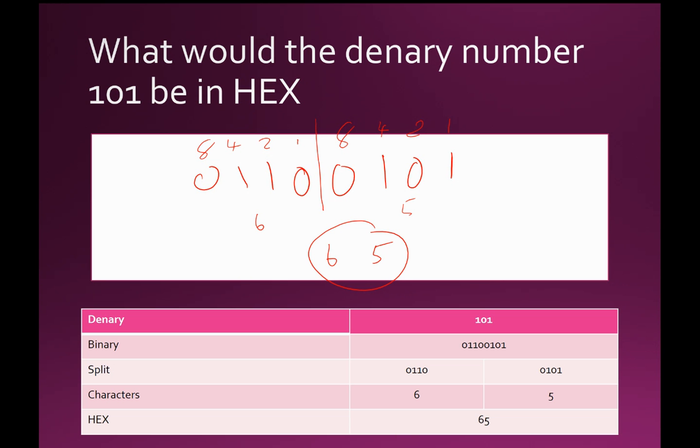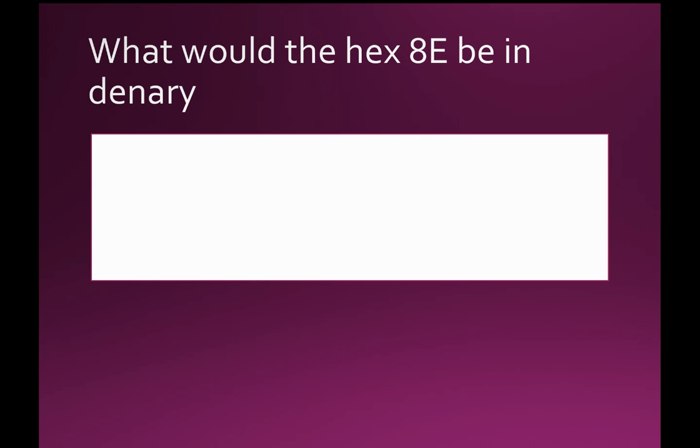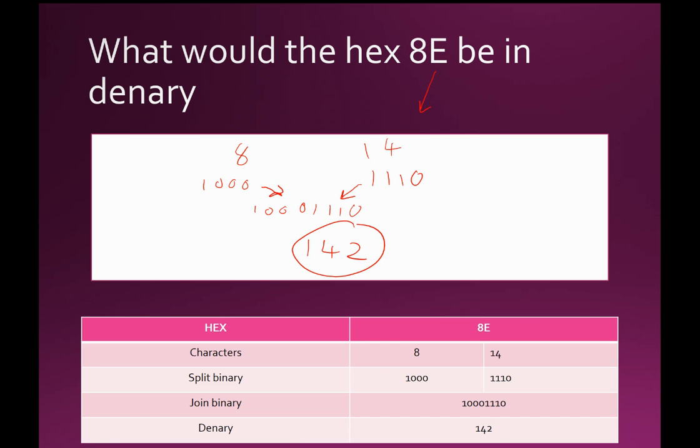What if we were doing the reverse? What would 8E be in denary? So I've got 8 is the 8th character. E is the 14th character. So if I do those in binary, 8 is 1, 0, 0, 0. 14 is 1, 1, 1, 0. Squish them together: 1, 0, 0, 0, 1, 1, 1, 0. Makes 142. So that is just moved there. Squish them together, makes 142. Let's check it. Done.